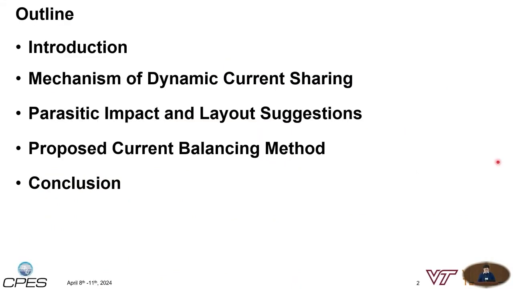This is the outline of today's presentation. First, I will give a brief introduction, and then I will introduce the mechanism of the dynamic current sharing. Based on the mechanism, the parasitic impact can be studied, and we can also provide some practical layout suggestions. Later on, we propose a current balancing method, which is completely passive without any active control, with experimental verifications, and finally, the conclusions are given.